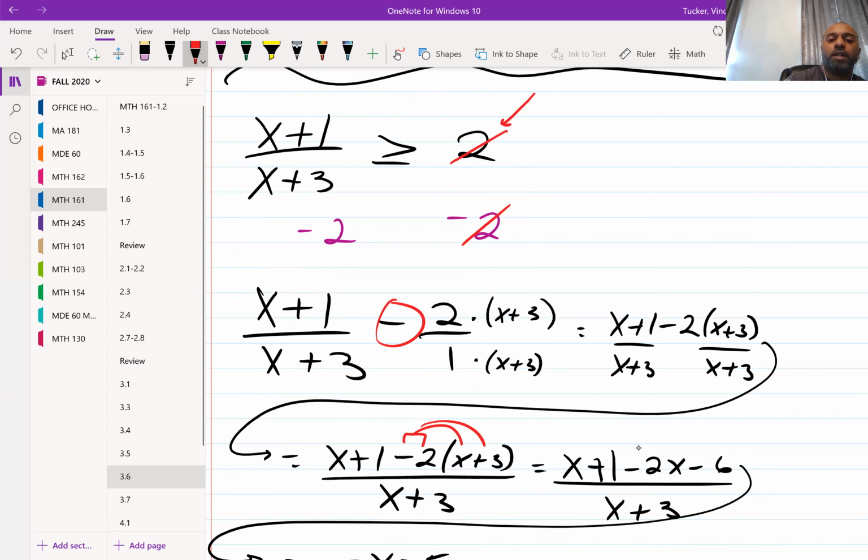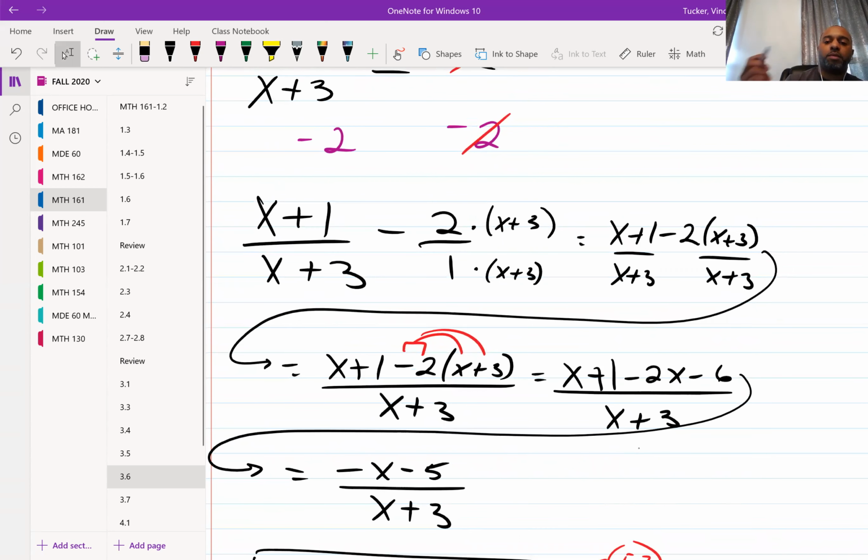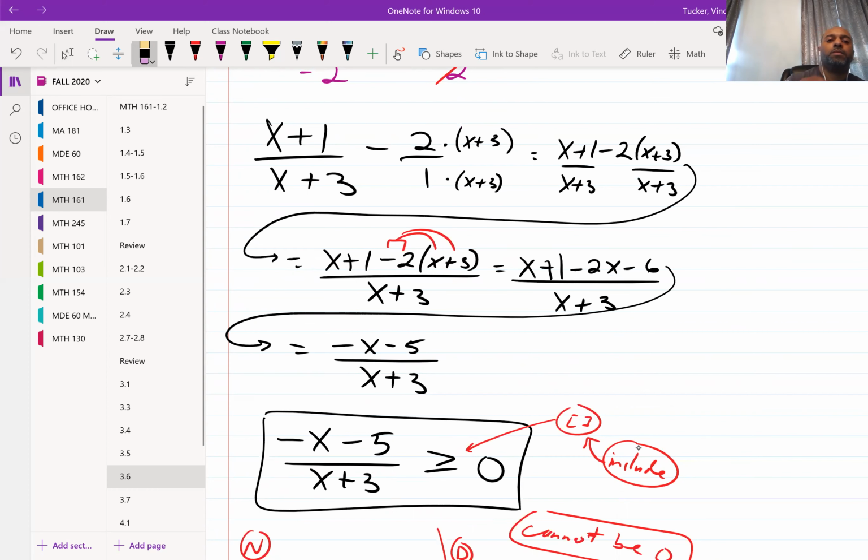Because I have common denominators, I can now bring it together. So that's what I did here. Distribute negative 2, so now I have minus 2x minus 6. Combine your like terms. That's x plus 1 minus 2x minus 6, which gives me negative x minus 5 in my numerator. And this is our new expression: (negative x minus 5) over (x plus 3) is greater than or equal to 0.